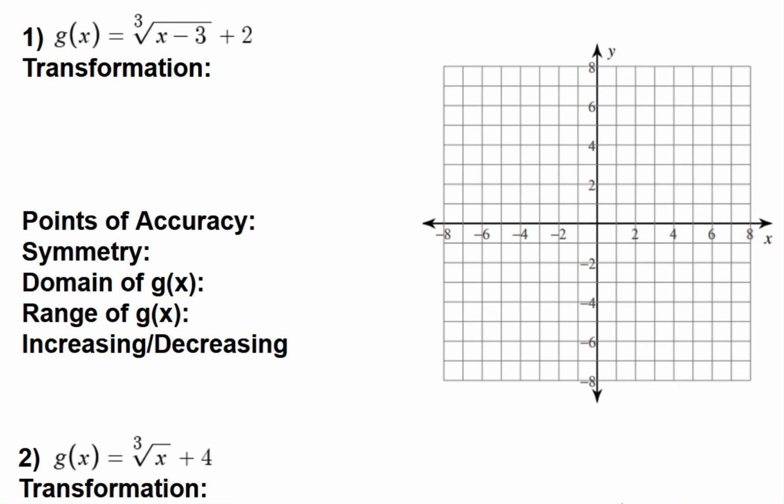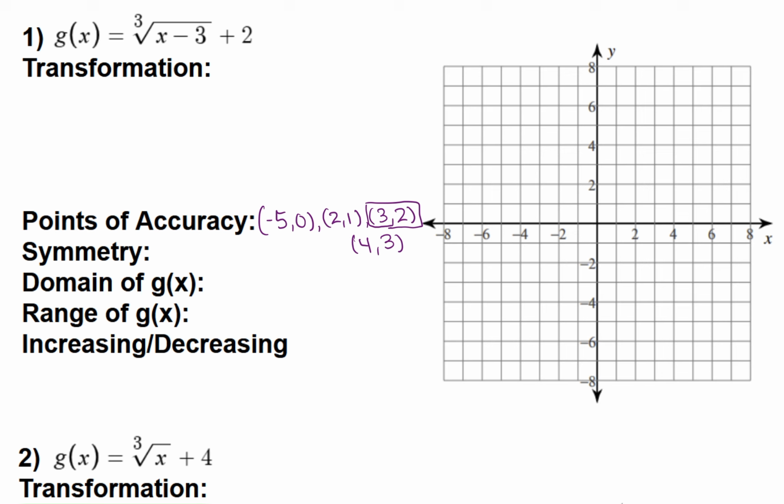Okay, for this function, g of x equals the cube root of x minus 3, plus 2, my first step is to identify the points of accuracy. Looking at this, my points of accuracy will be located at -5, comma 0, at 2, comma 1, at 3, comma 2, and at 4, comma 3. Now, out of these 4 points of accuracy, my point 3, comma 2 will be my point of inflection. Let's go ahead and box that in, and this will be the turning point.